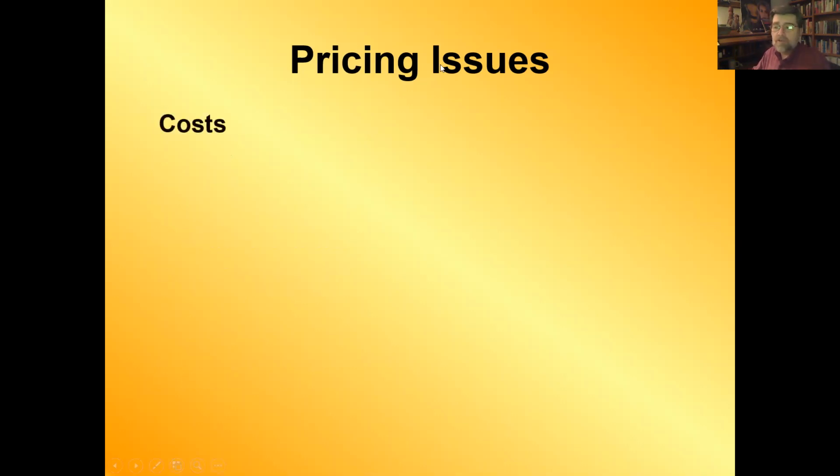Some other pricing issues obviously are related to costs. There are variable costs as well as fixed costs. The variable costs are related to the amount of production that you undertake. Fixed costs are unrelated to production costs. Not completely, but they're not as affected by production as other costs. So we'll get into that more specifically, and we'll do essentially a break-even analysis. We want to figure out at what point we will break even at a certain price level.